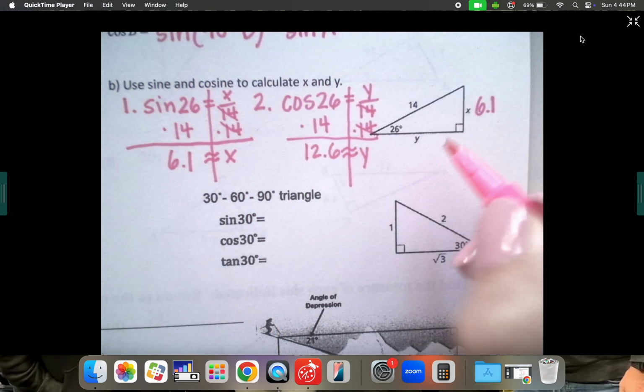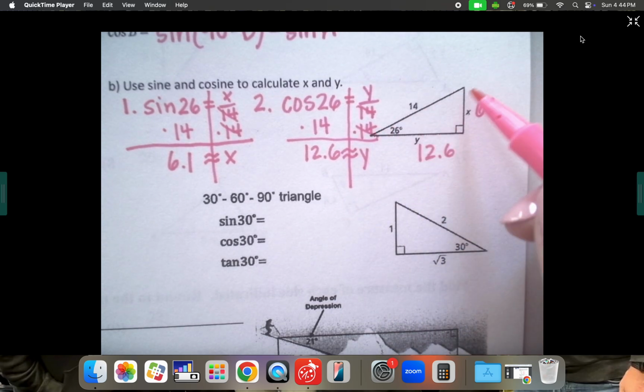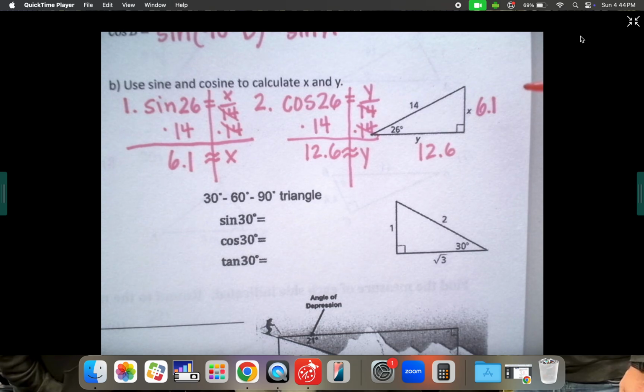I would always make sure that that makes sense. Like, you know that the hypotenuse is always the longest side, so 14 is the longest, should be the biggest number. So those look like reasonable answers.